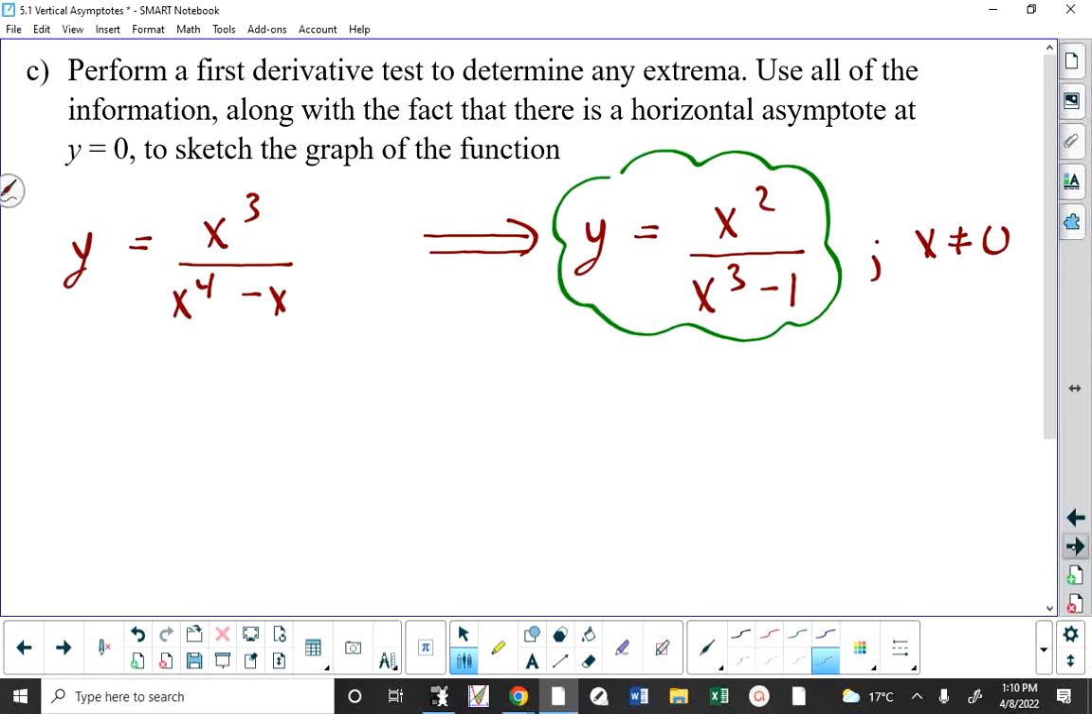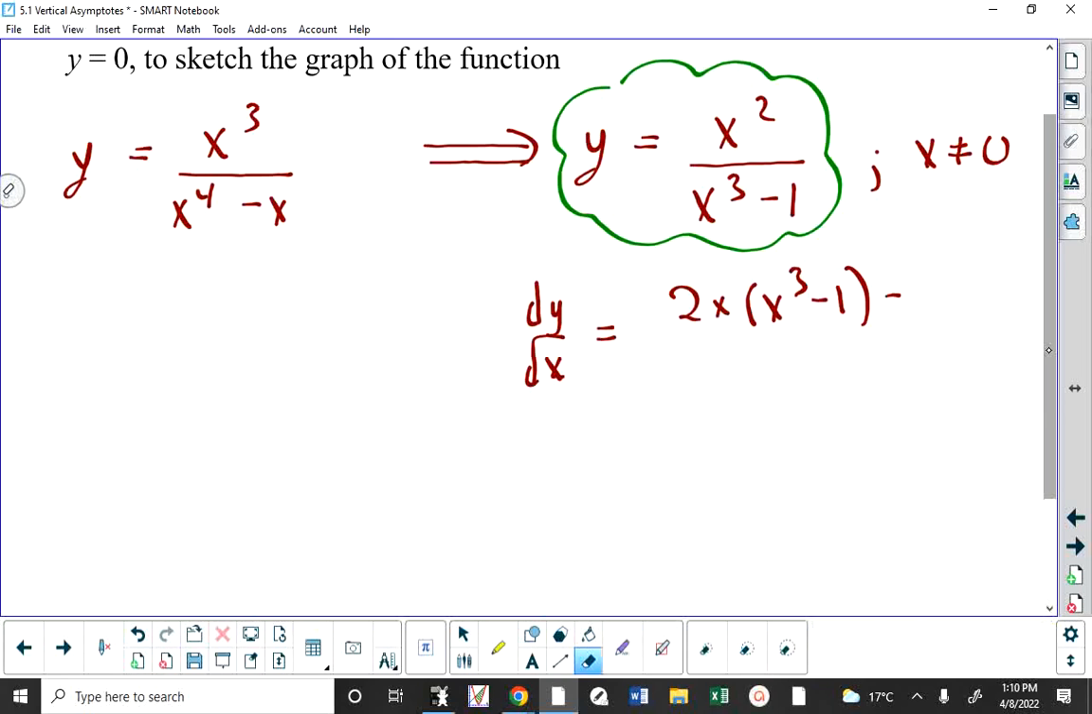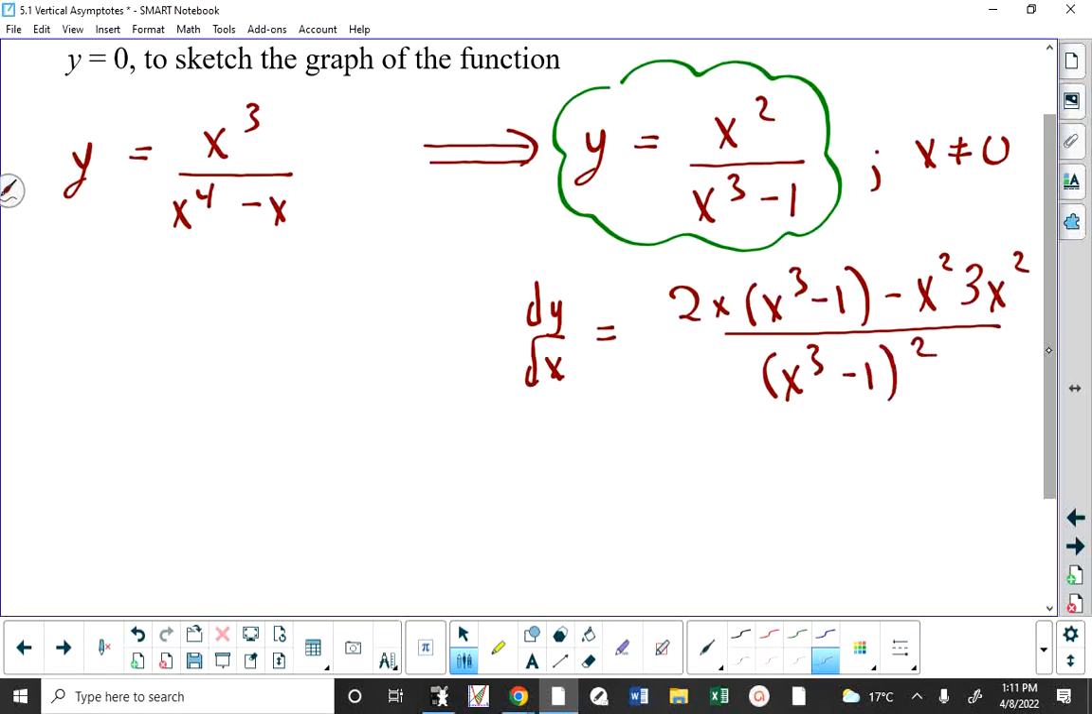I'm looking at this one that I've got wrapped in the green ink. dy dx is the derivative of the top, which is 2x, times the bottom, which is x cubed minus 1, minus the top, which is x squared, times the derivative of the bottom, which is 3x squared, over the bottom squared, which is x cubed minus 1, quantity squared. Take a minute and just walk through step by step all of the pieces of that and make sure that you are okay with that derivative.